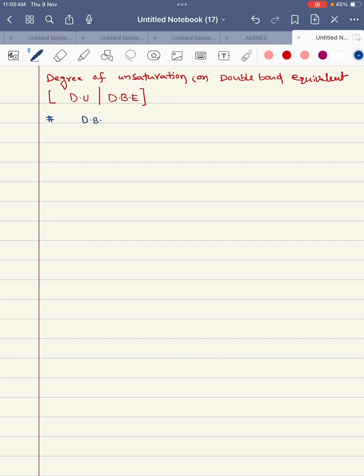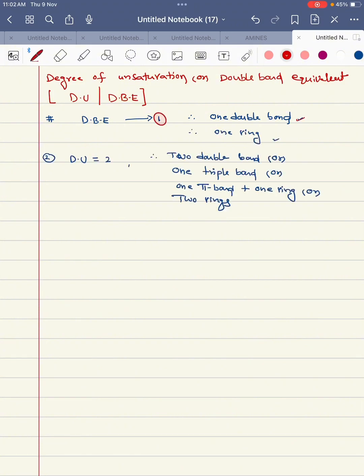One triple bond is also possible for Du. Degree of unsaturation, or double bond, is equal to 1 pi bond. It means Du is equal to 1, so one double bond is present. What is the one more possibility? Two rings, with one double bond present in the given molecule. Two rings are also possible.